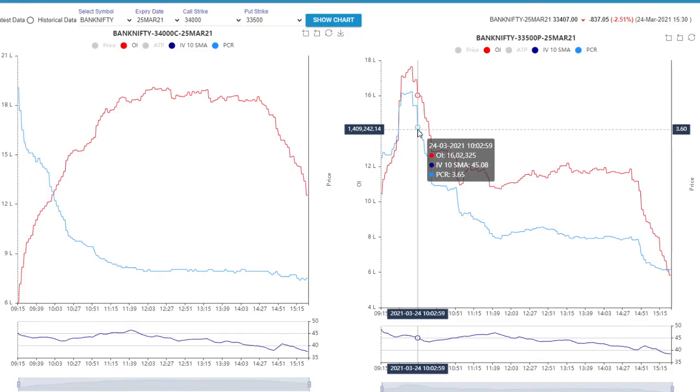Now if I move on to the analysis of the PCR, you can see the 34,000 call writing at this particular junction. At 34,000, put open interest divided by 34,000 call open interest, we see that the PCR kept on decreasing. That means, taking into account that the market will not jump the 34,000 resistance point, a fall was continuing in nature.